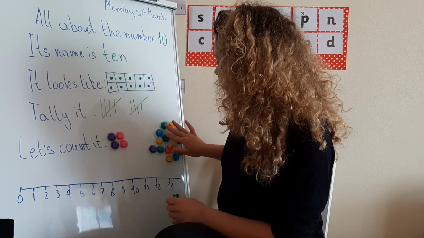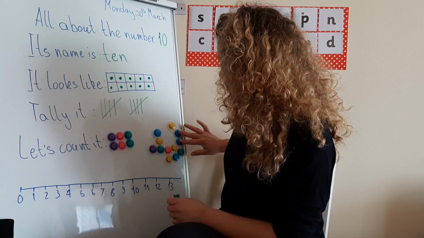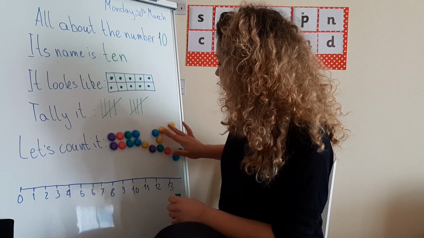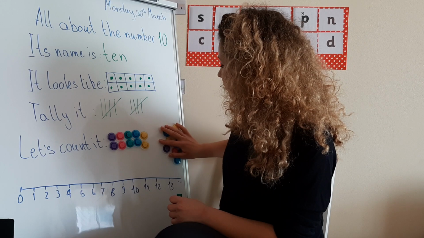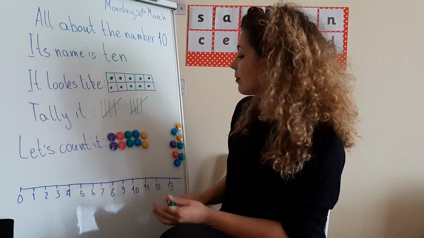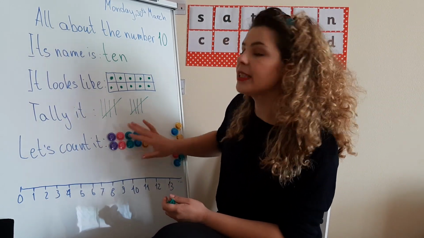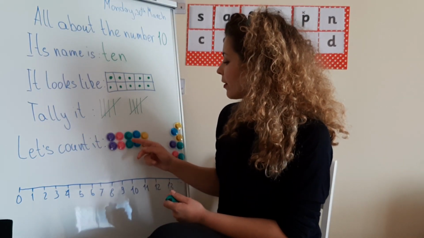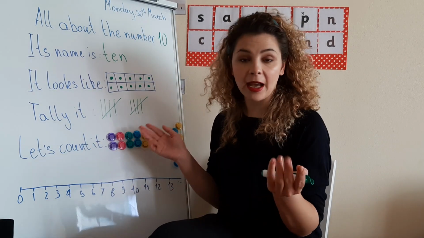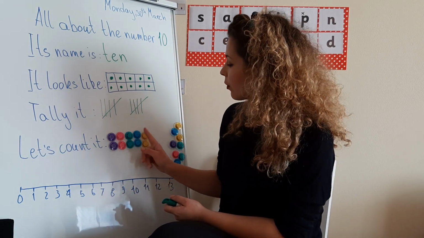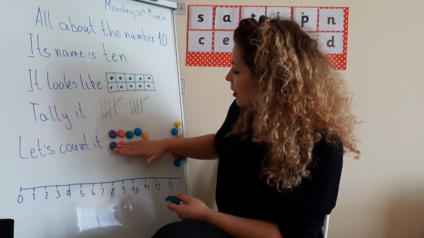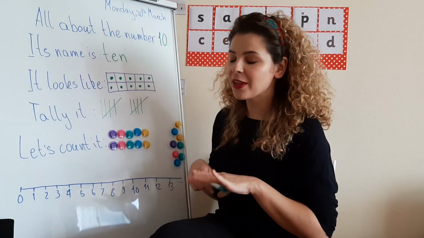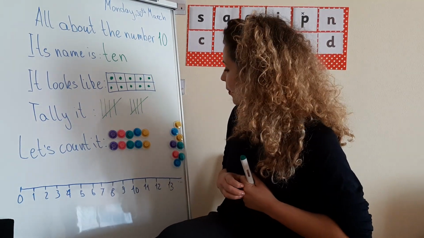So 2, 4, 6, 8, and 10. Okay, so these should be 10 magnets. Let's count them one by one. 1, 2, 3, 4, 5, 6, 7, 8, 9, 10. Again, 10. Now look here, 1, 2, 3, 4, 5. Here are 5, here are 5. 5 plus 5 equals 10. Ta-da! Okay, what is our next thing to do?